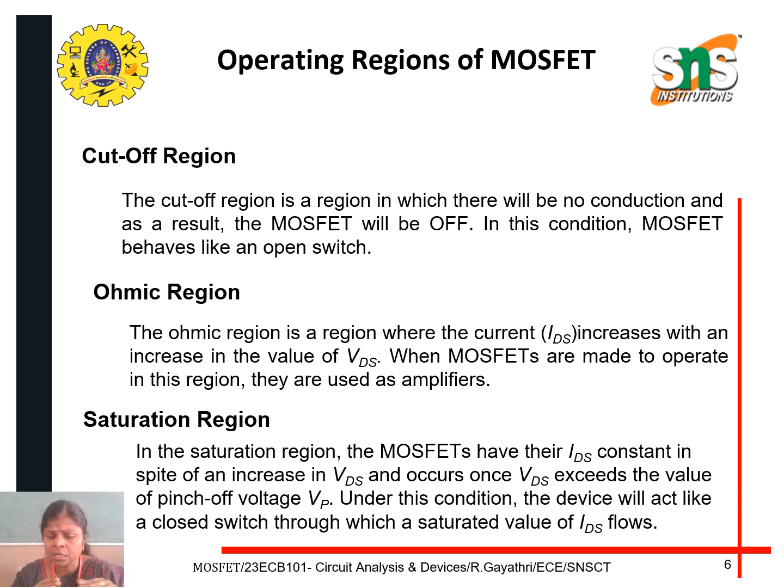ohmic region, when we increase the current with the value of VDS, the MOSFET will be operated. That is, the MOSFET will be active in this ohmic region, and it is also used as an amplifier in this region. And coming to the saturation region, the MOSFET has its IDS, and there will be an increase of current when we are increasing the drain to gate voltage. In this region, the device will be in the saturated range. That is, it will be like a closed switch.